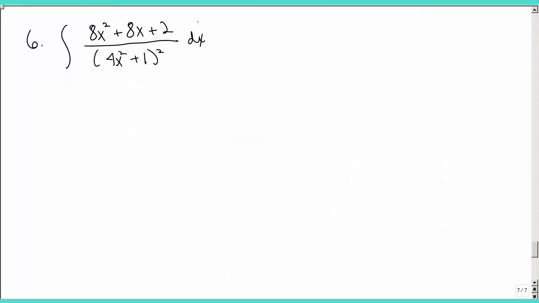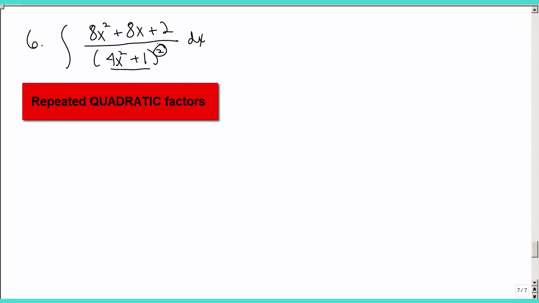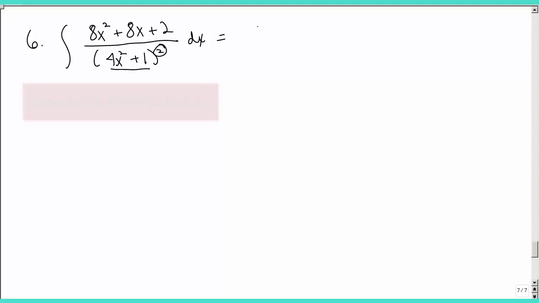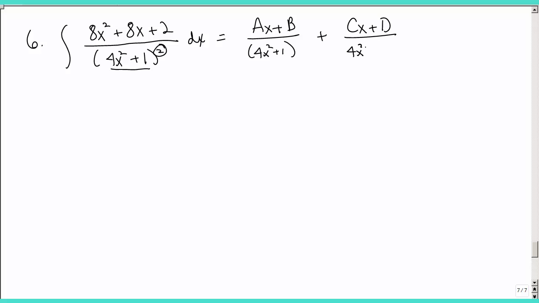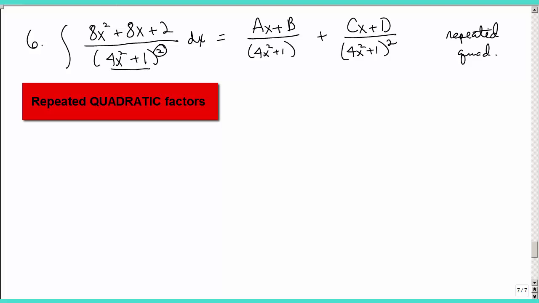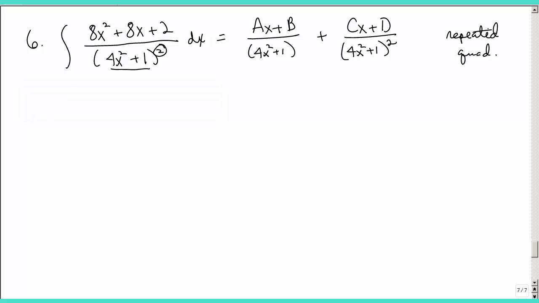Okay, I'm going to warn you now, this is just an ugly animal because this is a quadratic that cannot be factored further and it's repeated. It's just ugly. We're going to get through it together. All right, so we would have to set that up as ax plus b over 4x squared plus 1 and then cx plus d over 4x squared plus 1 squared. So this is your repeated quadratic factors. Thankfully, you do not see this very often, but I am going to throw this one in.